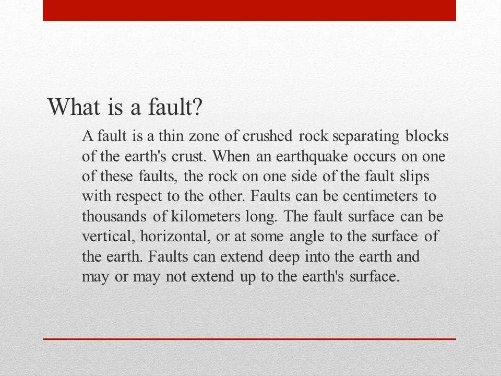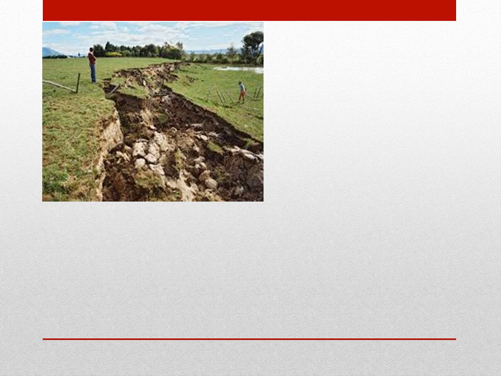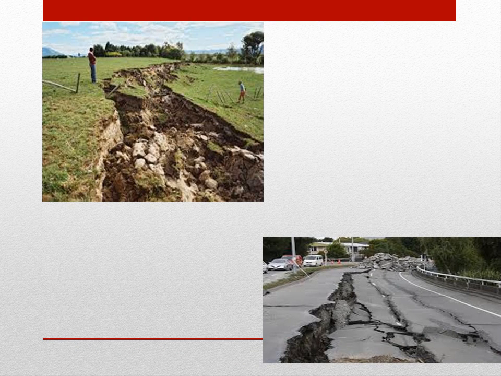The fault surface can be vertical, horizontal, or at some angle to the surface of the Earth. Faults can extend deep into the Earth and may or may not extend up to the Earth's surface. Here are some examples of the different types of faults.